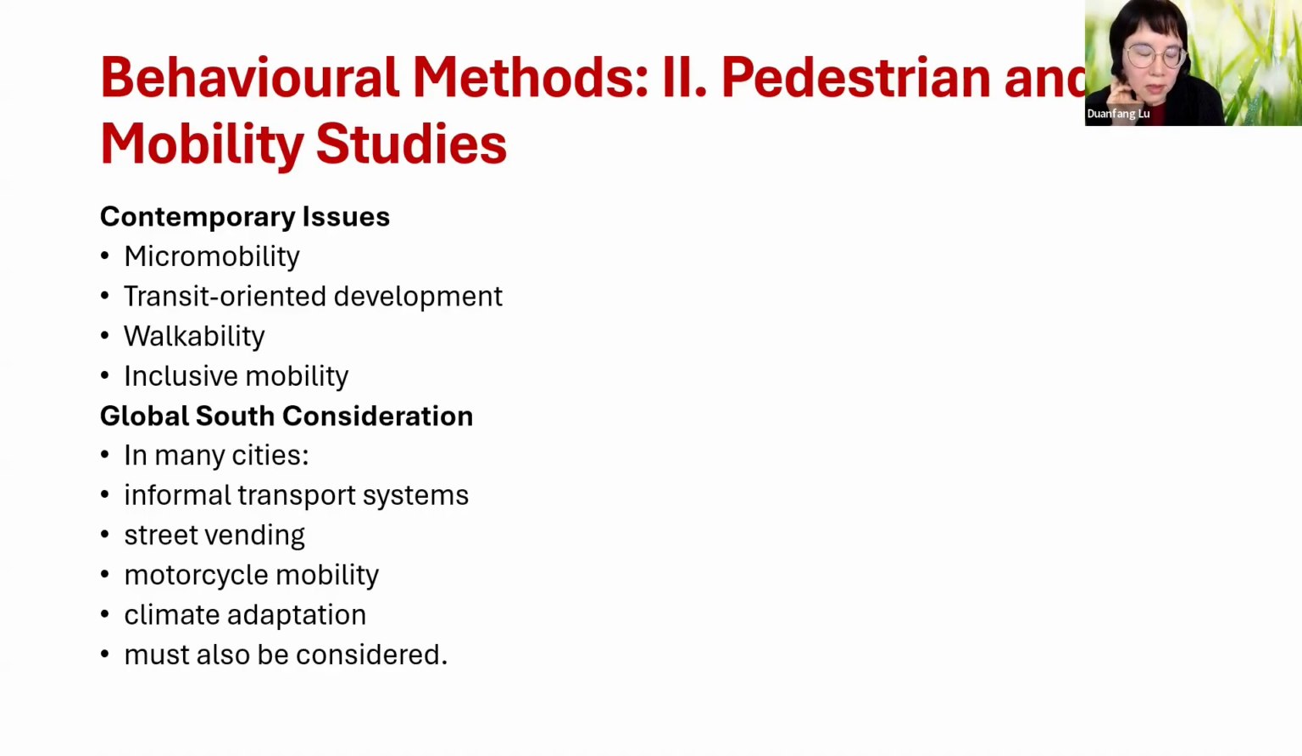analysis. So in developing countries, for example, informal transport systems might need a slightly different strategy to evaluate. And other activities such as street vending, motorcycle mobility, you might need to be a bit more creative in order to take these informal patterns of urban activities into account.